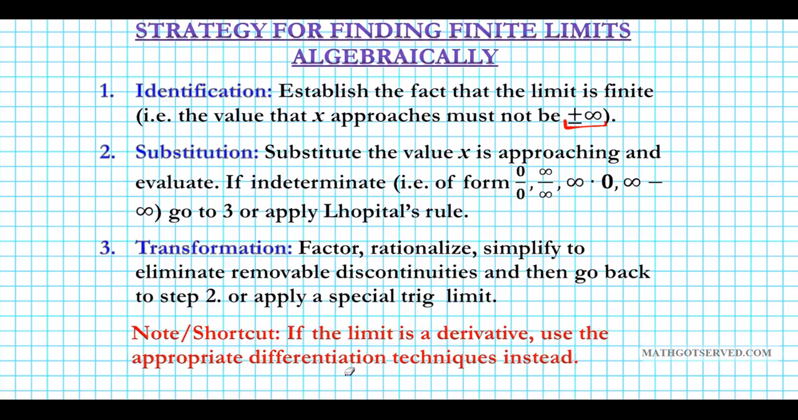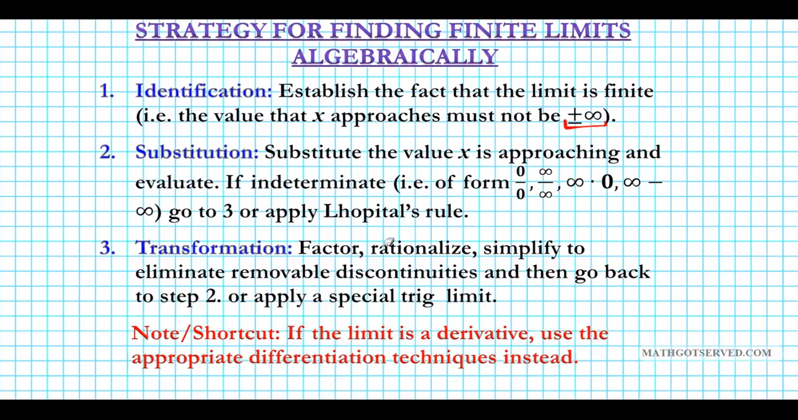Alright, so in step 3, you basically carry out a transformation. This is an algebraic manipulation that enables you to eliminate or cancel out removable discontinuities. So what are the algebraic manipulations you can use to transform the problem? You can either factor and cancel out, you can rationalize the numerator or denominator, or you can simplify a complex fraction by multiplying by the LCD.